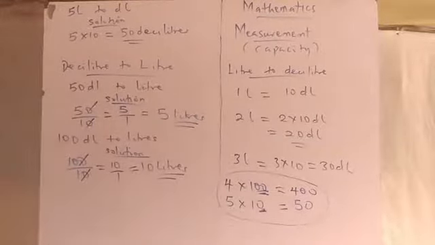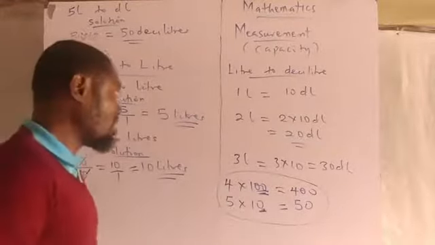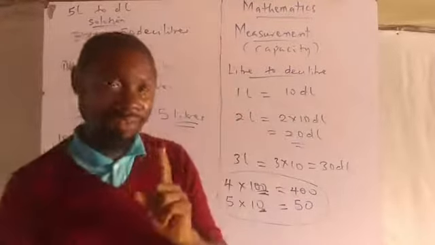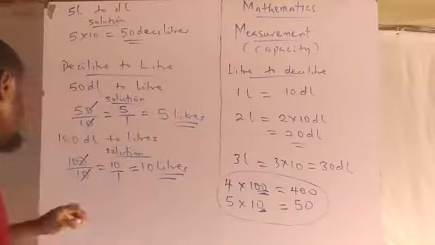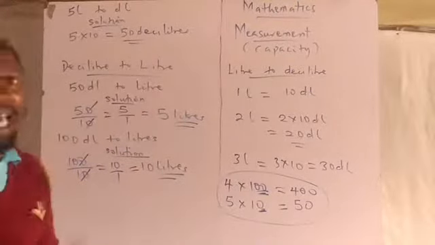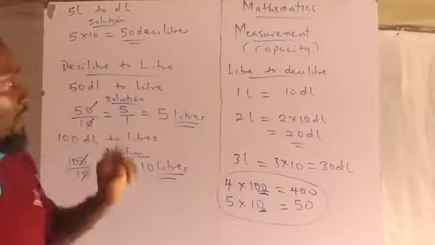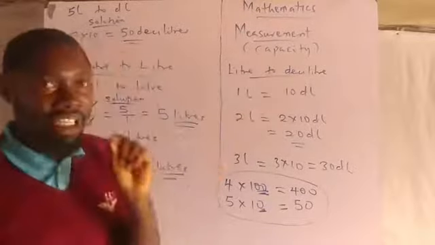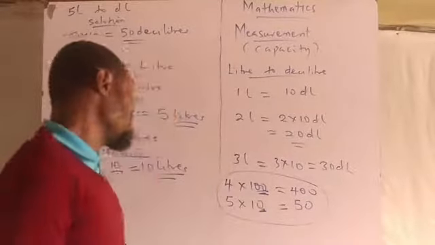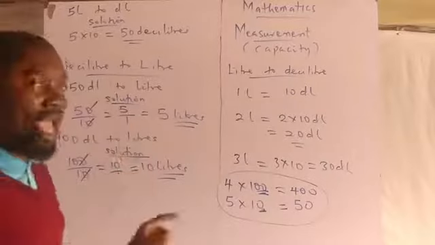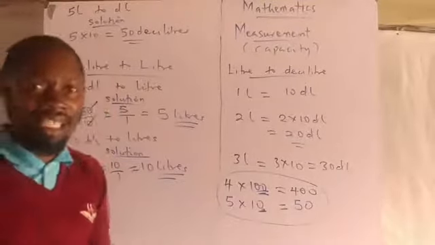That is your answer. If you're changing liters to deciliters, multiply by 10. If you're changing deciliter to liters, divide by 10. If you're changing liters to deciliter, always multiply by 10. If you're changing deciliter to liters, always divide by 10.